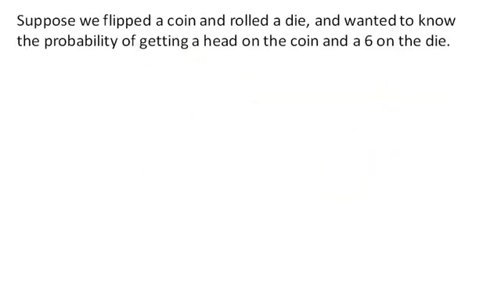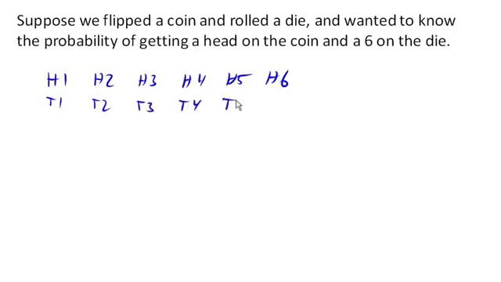Suppose we flipped a coin and rolled a die, and we wanted to know the probability of getting a head on the coin and a 6 on the die. Notice that we could list out all the possible outcomes here. We could get a head and a 1, a head and a 2, a head and a 3, a head and a 4, a head and a 5, a head and a 6, on the coin and then on the die. Or we could get tails and 1, tails and 2, tails and 3, tails and 4, tails and 5, tails and 6. And so there are a total of 12 possible outcomes here.